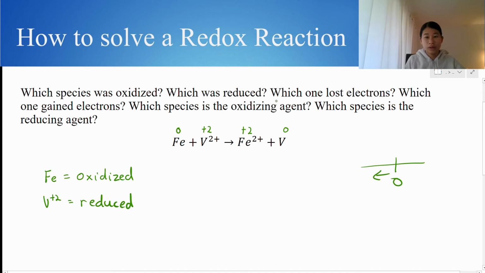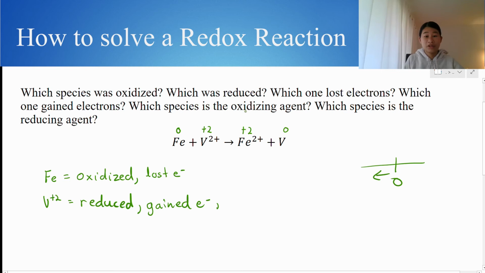Okay, and then which one lost electrons? Well, we know this one was the one that was oxidized, okay? And I'll just put e- here for electrons. And specifically, iron here lost 2 electrons. And then which one gained electrons? Right, well we know that has to be the other one. So this one gained electrons.